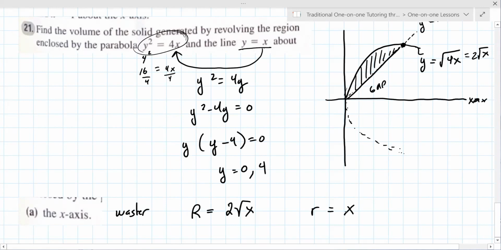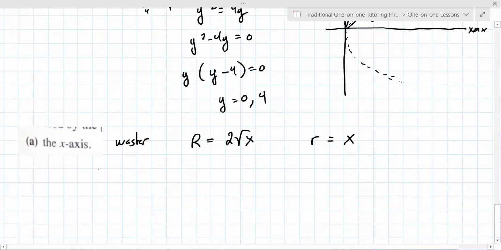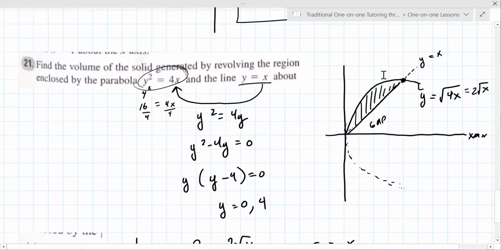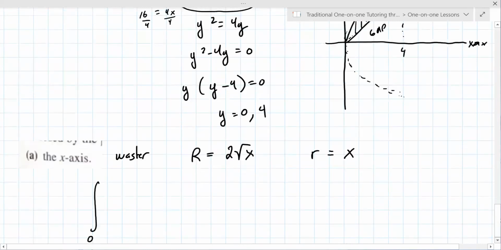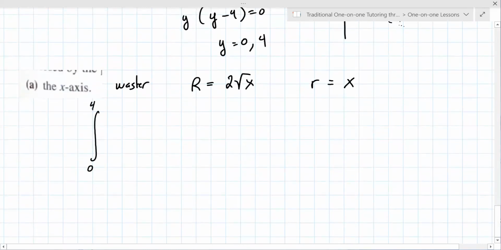And then little r is just x, because it's already solved for y. So then the bounds are 0 and, wait, I don't know. So it just so happens that they're the same on the x-axis and the y-axis. Okay. So it's from 0 to 4. And then it's 2 root x squared minus x squared, dx.